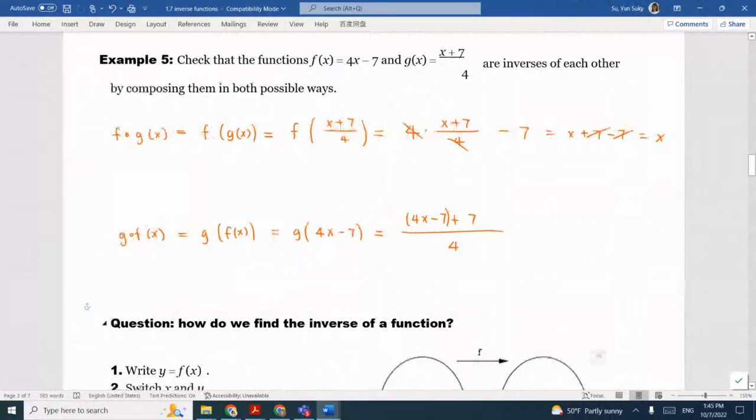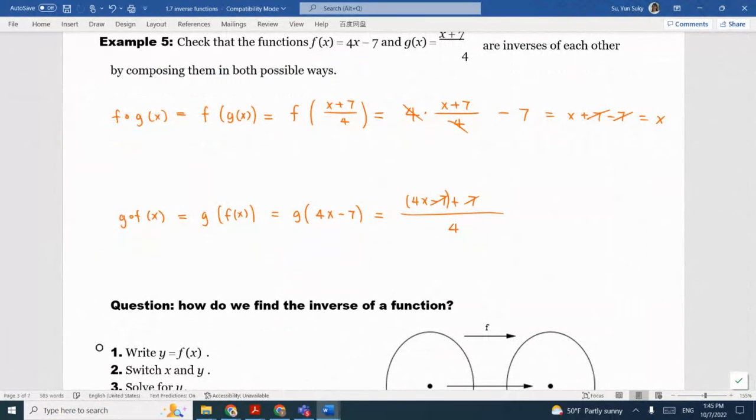Now, do you see the 7 and the 7 cancel, right? We have 4x over 4, and the 4 cancel. We get the x. You see? f composite g of x is x. g composite f of x is also x. So f and g are inverse functions. So far, so good, everybody?